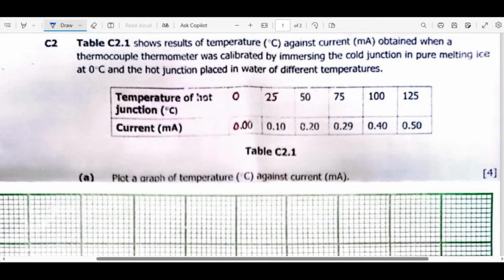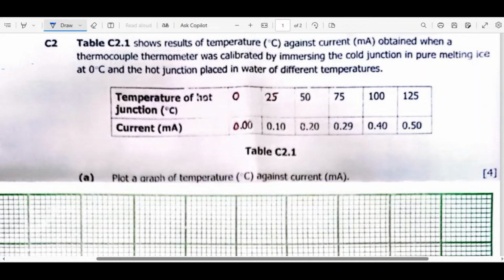Welcome guys. In this video we are going to focus on question 2 from section C of Science paper 1 for the year 2023 for the internals. Now this question is under the topic of thermocouple thermometer, so that is under the measurement of temperature.